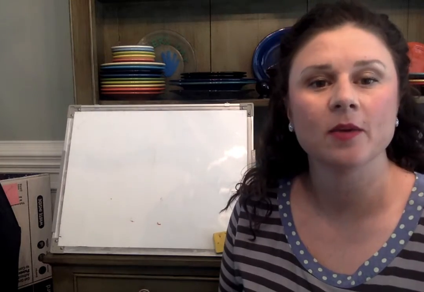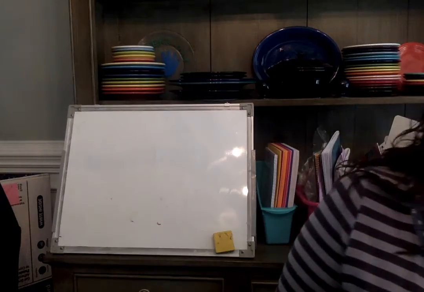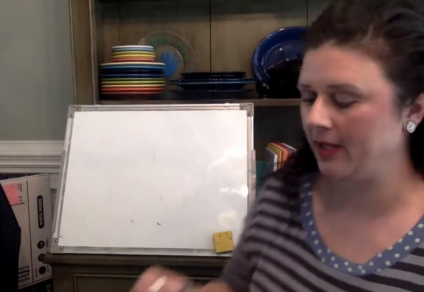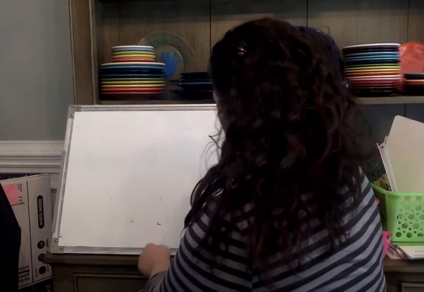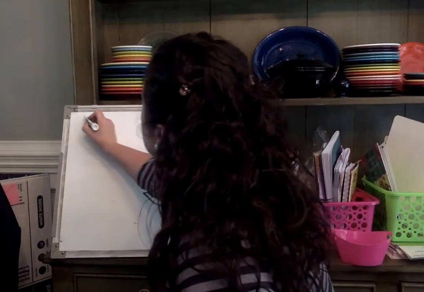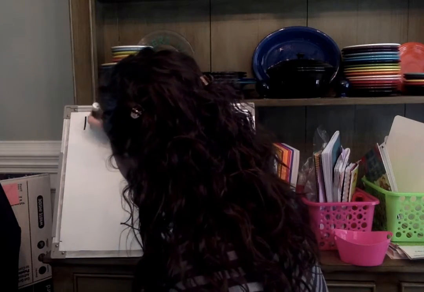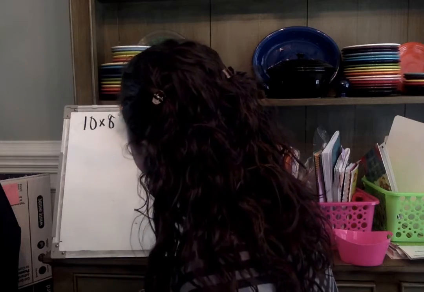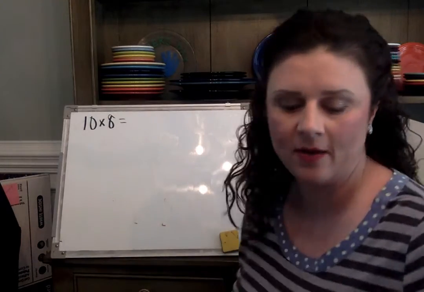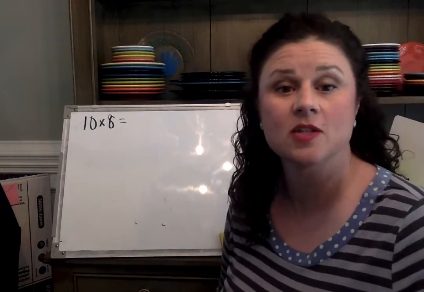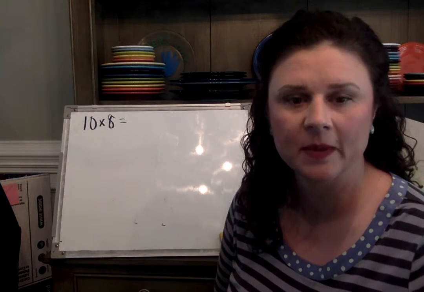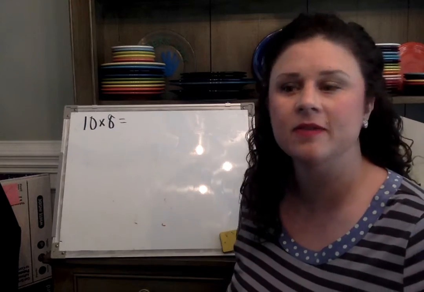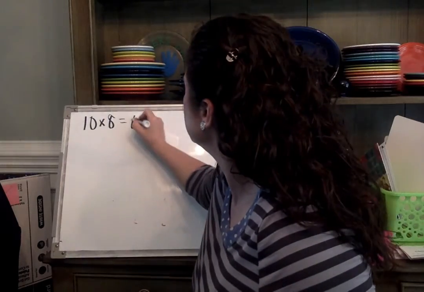Hey everybody, this is Miss Kent, and today for our number talk, we're going to be talking about partial products again. Now we've talked about that when we multiply, the two numbers that we're multiplying are called the factors, and the answer that we get is called the product. So our first equation is going to be 10 multiplied by 8. Now we know to use the power of 10, and this answer would be 80.